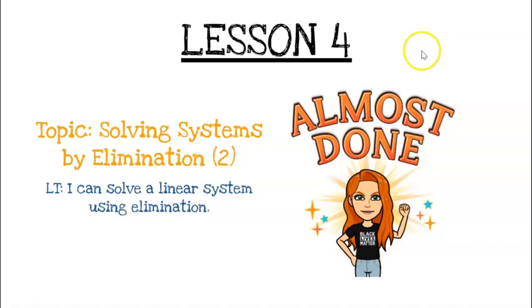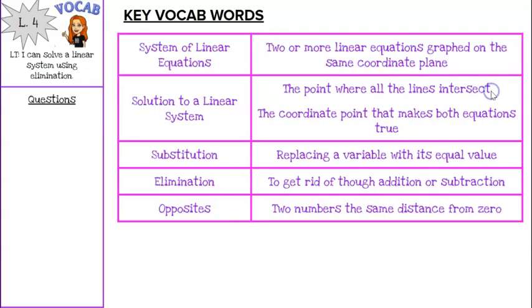Lesson 4, Topic Solving Systems by Elimination, Part 2. Learning target: I can solve a linear system using elimination. Key vocab words: system of linear equations, two or more linear equations graphed on the same coordinate plane.